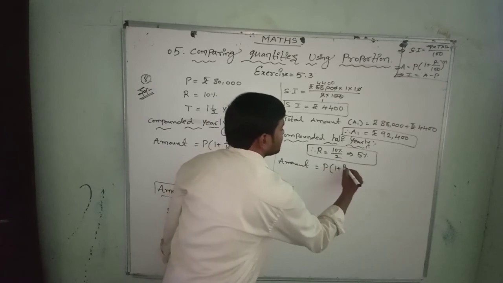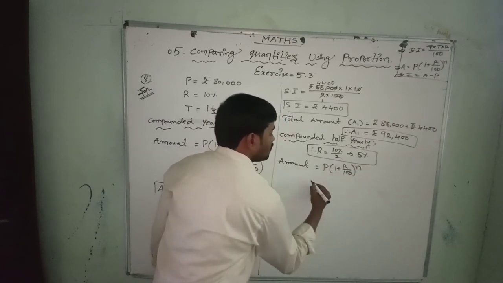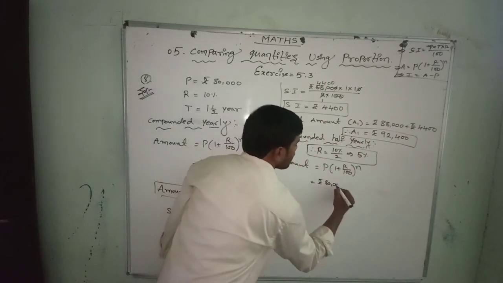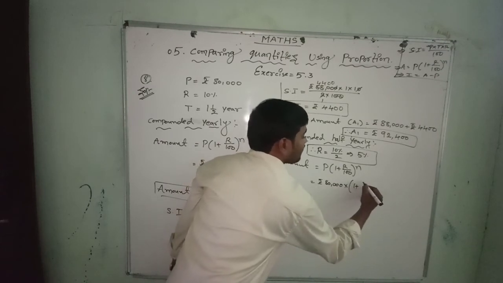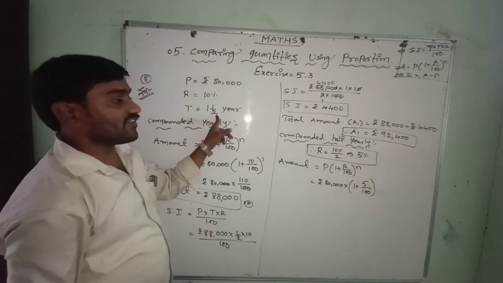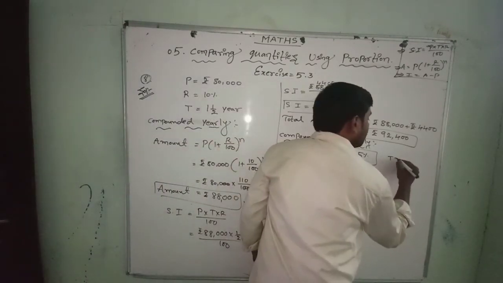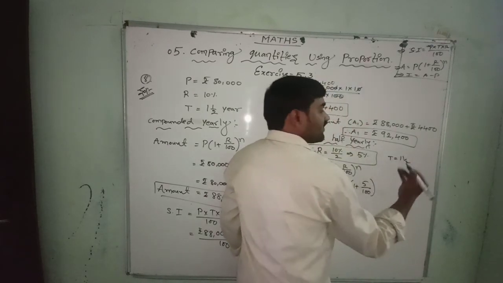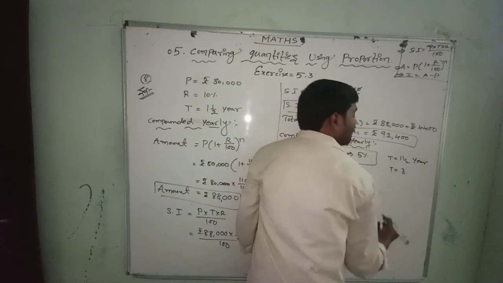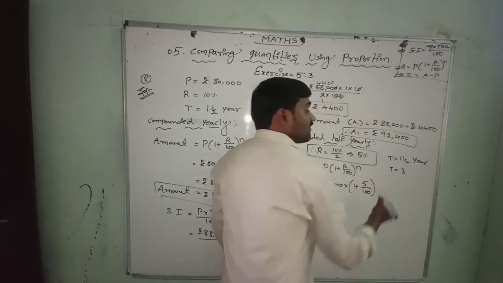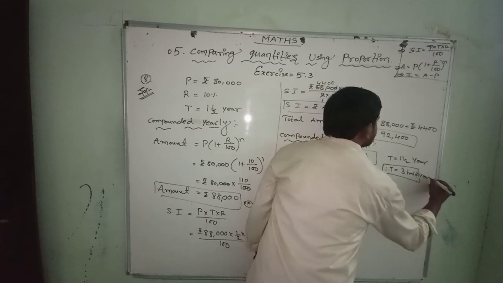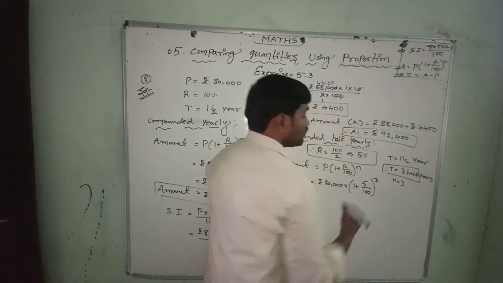So now the amount formula is P of 1 plus r by 100 whole to the power of n. The P value is 80,000 into 1 plus rate of interest, only 5%, by 100 whole to the power of n. How many years? 1.5 years. In 1.5 years, how many half years are there? There are 3 half years. So n equals 3. We need to use 3 here.